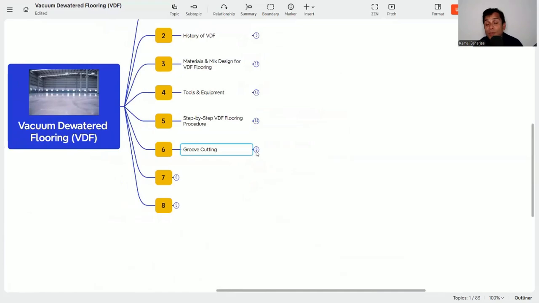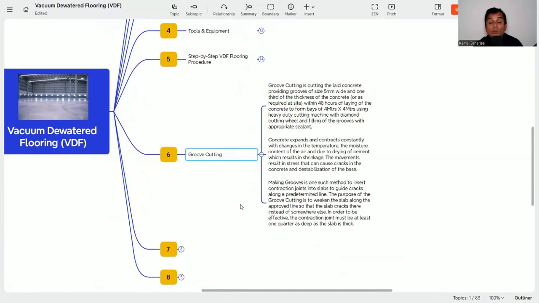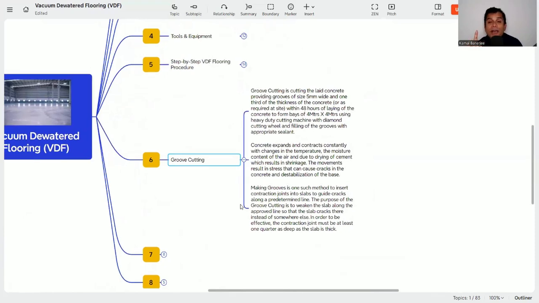Why groove cutting? Groove cutting is cutting the laid concrete to provide grooves. Why? If it is a large area or continuous, then there is a chance of cracks or thermal cracks being generated. So the size is 5 mm wide and 1/3 of the thickness. That is the normal practice. If it is 100 mm, that means it may be 30 mm.